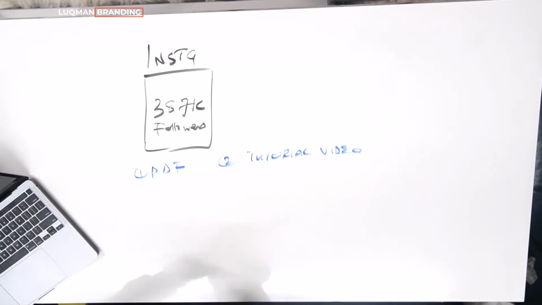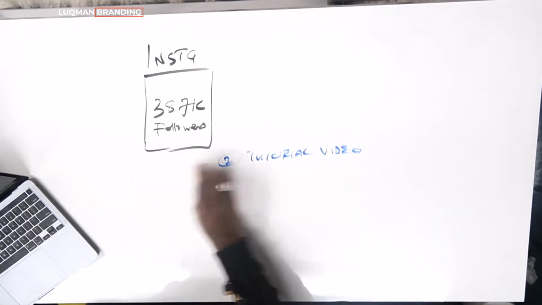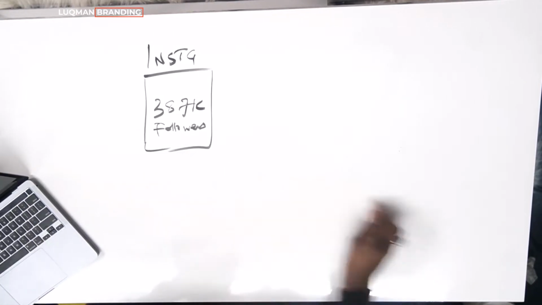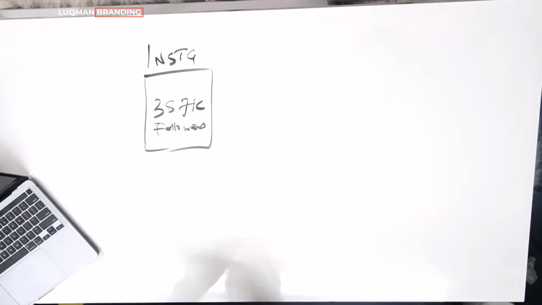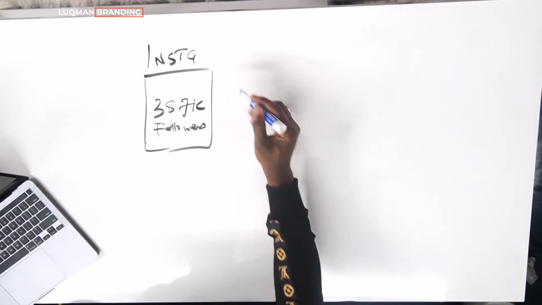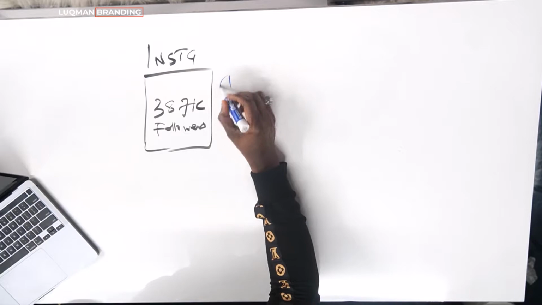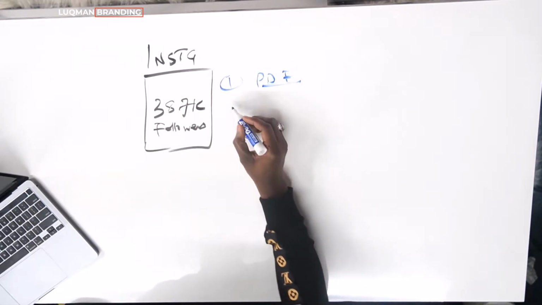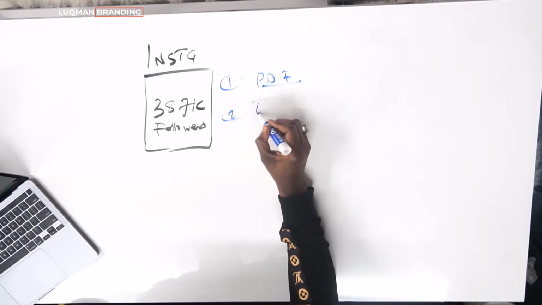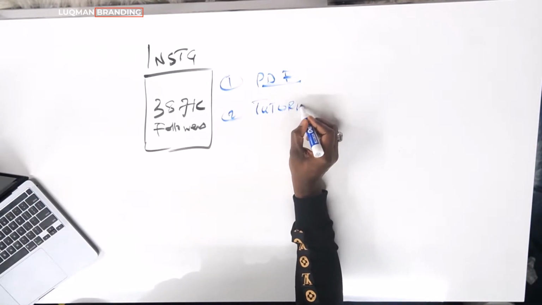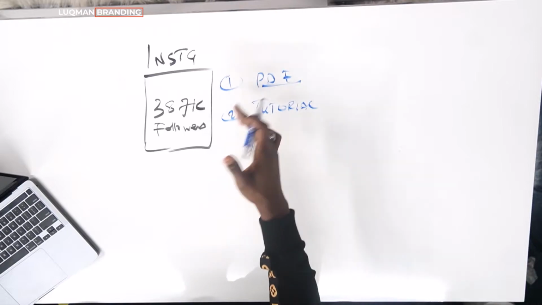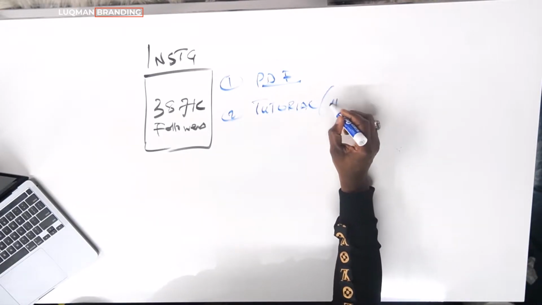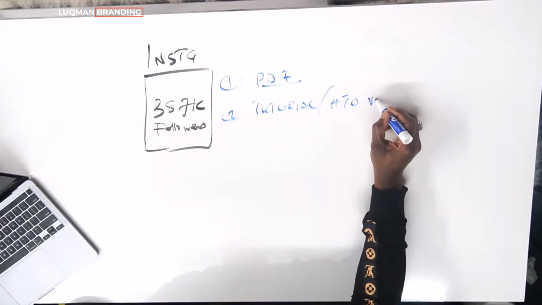Okay, let me write these two over here so that it was not in the way. Bear in mind, we have not sold a single hair, but I'm going to show you how we made this lady a lot of money and she's extremely happy. The number one thing she did was create a free PDF. Number two was a tutorial, or you can call it whatever you want, like a how-to video.